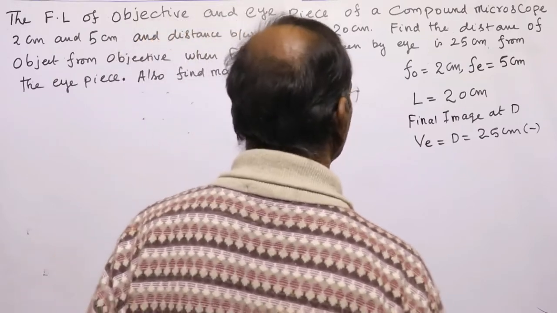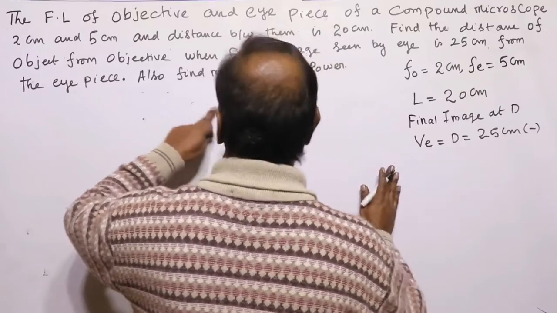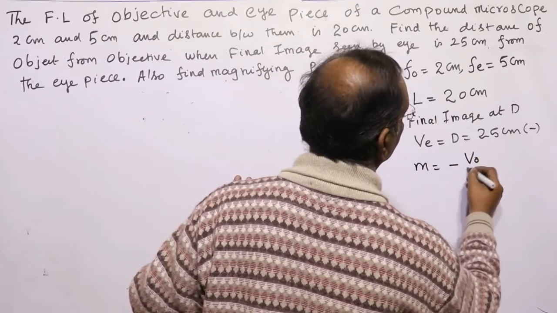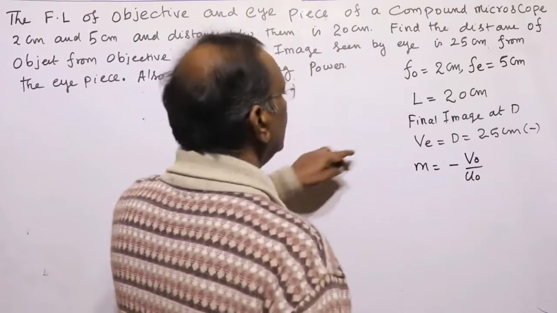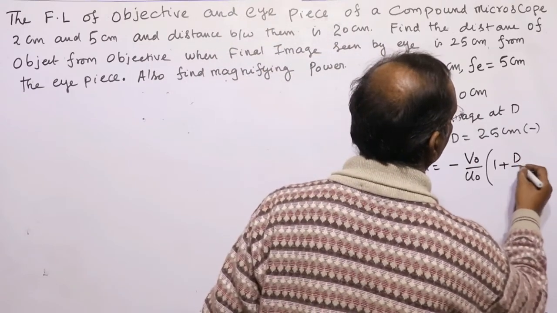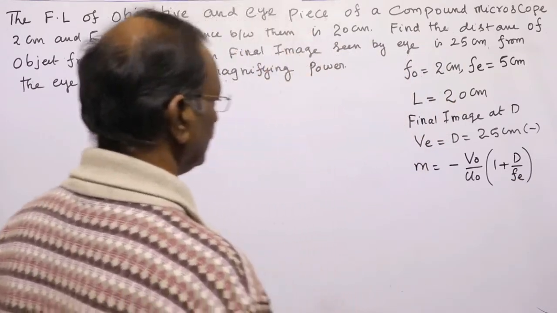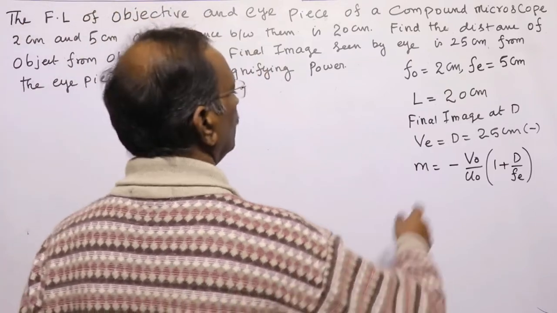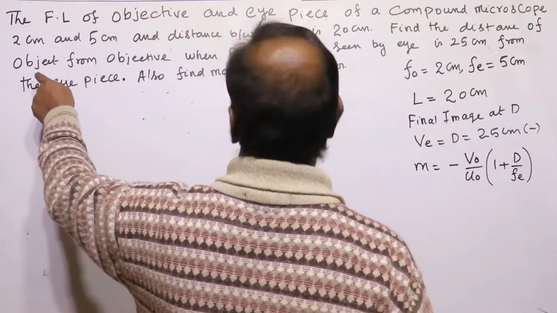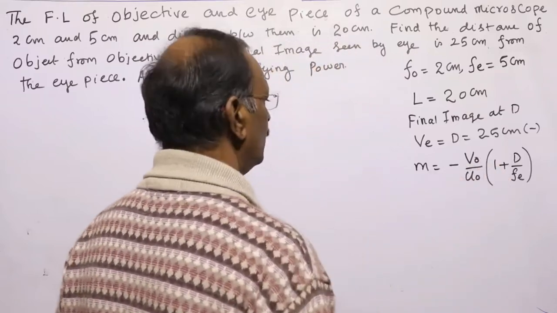So first we have to find out the magnifying power. Magnifying power is given by m is equal to minus V naught by U naught. Since the final image is formed at D, this will become 1 plus D by Fe. This is the magnification. Now we have to find out V naught and U naught. He is asking to find the distance of the object from the objective, so we have to find out U naught, V naught, both.